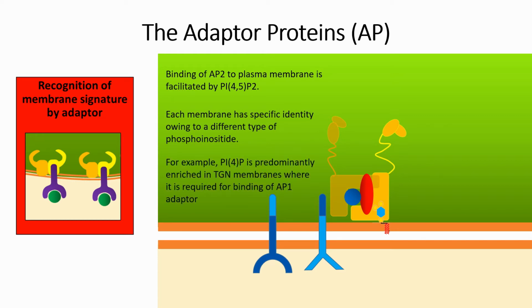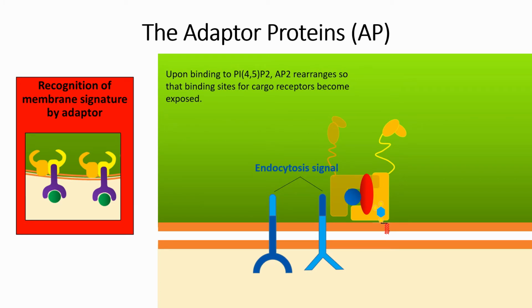For example, PI4P is predominantly enriched in trans-Golgi network membranes where it is required for binding of AP1 adapter. In the same manner, binding of AP2 adapter to plasma membrane is facilitated by PI45P2. Upon its binding to PI45P2, AP2 rearranges so that binding sites for cargo receptors become exposed.